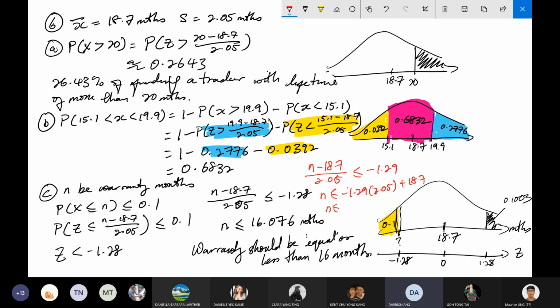It's still around 16 months. What's the exact number? 16.0555. Well, 16.05. So it's still 16 months or less. You cannot have a warranty period of 16.05 months.